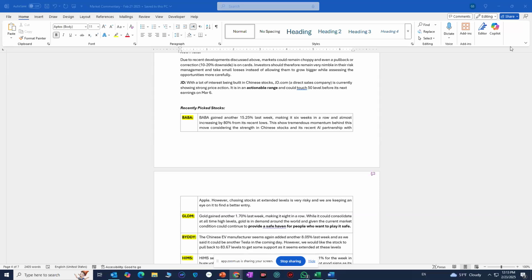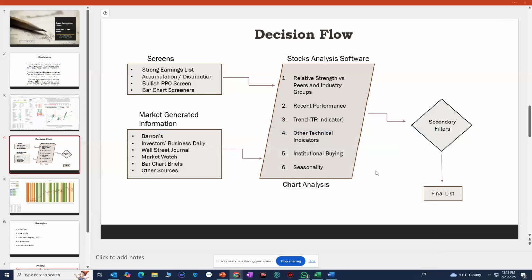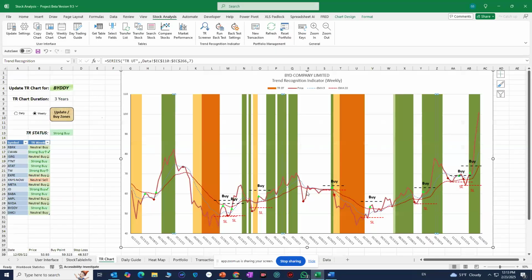The software itself is our own. This is what I was explaining. It is known as advanced stock analysis software, and it is based in Microsoft Excel 365. So let us start one by one.